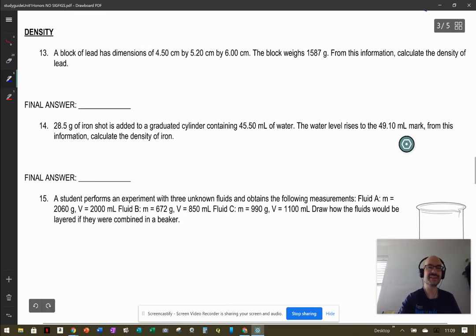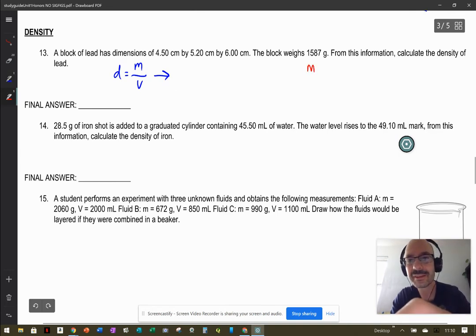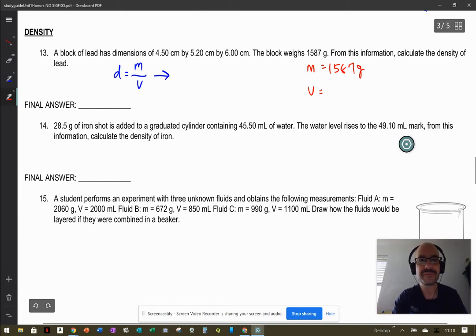All right, for these, I think you guys will probably need some of the most help. A block of lead has dimensions of those numbers, and the block weighs 1,587 grams. We're going to calculate the density. Thing that I like to do is write out the formula for density. Density equals mass divided by volume. So now we've got to figure out, do we have mass? Do we have volume? So yes, we've got our mass is 1,587 grams. But we don't have our volume.